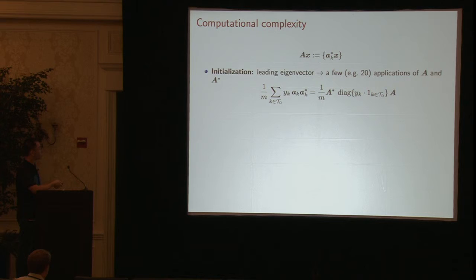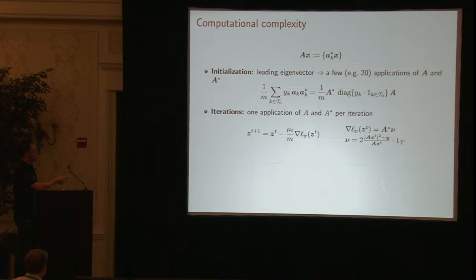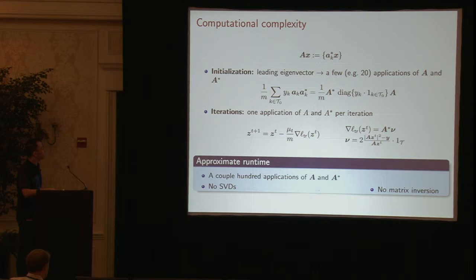For computing the truncated gradient, again, just a little bit of algebra can show that this can also be rewritten in this form, which involves one application of this A matrix vector multiplication and another application of A transpose. Basically, for each iteration, you need two matrix vector multiplications, which is exactly the same as the cost for conjugate gradient. So in summary, in total, we need just a couple hundred applications of A or A transpose, and we don't need to do any matrix inversion or those types of things.